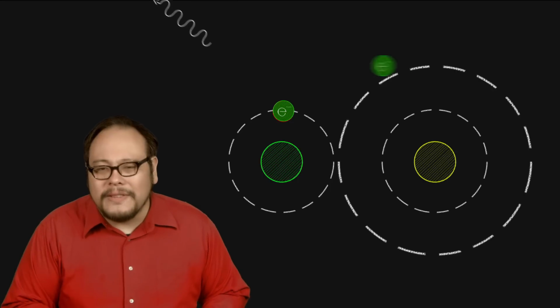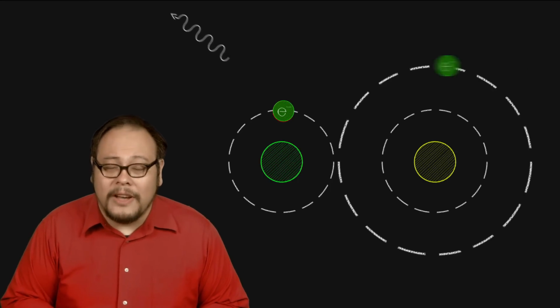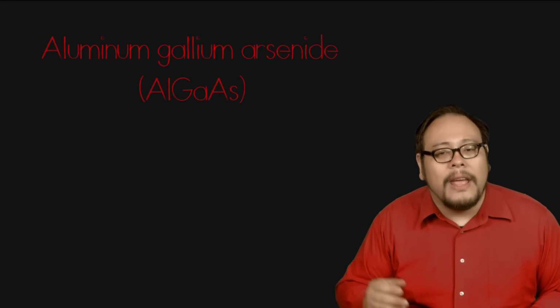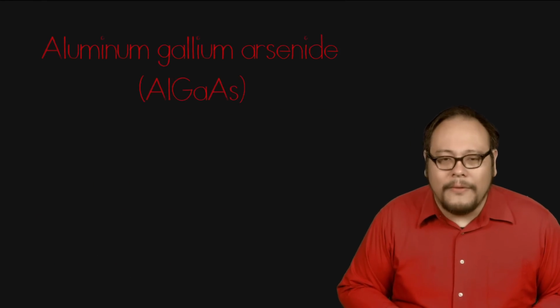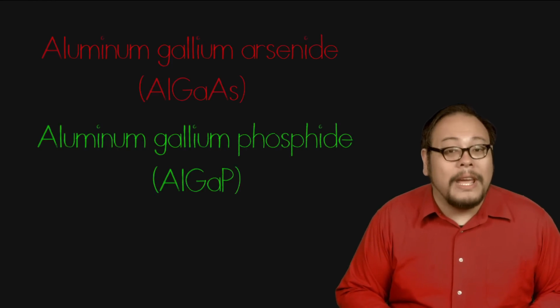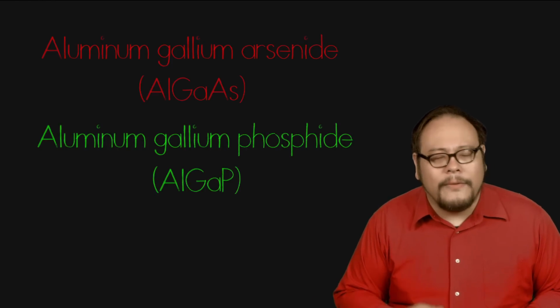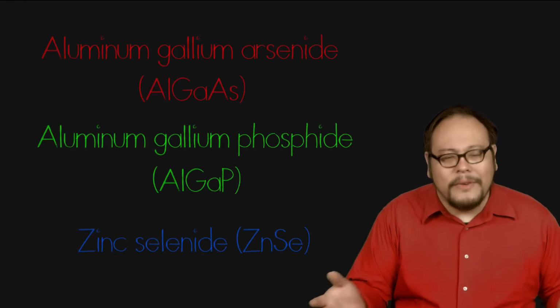But this only works for specific combinations of materials. If we use aluminum gallium arsenide, we get a red photon. If we use aluminum gallium phosphide, we get a green photon. And if we use zinc selenide, we get a blue photon.